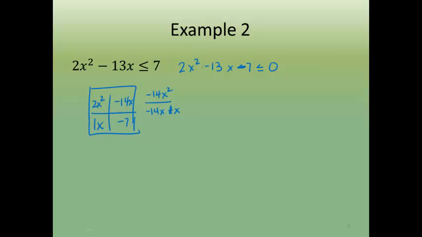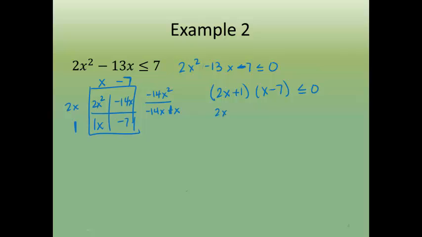And I go ahead and factor out my GCFs in all the directions. In this direction, I factor out a 2x. Up here, I factor out an x. In this vertical column, it's a negative 7. And over here, it's a 1. Which means my factors are 2x plus 1 times x minus 7, and it is still less than or equal to 0. Well, now I can use a zero product property.